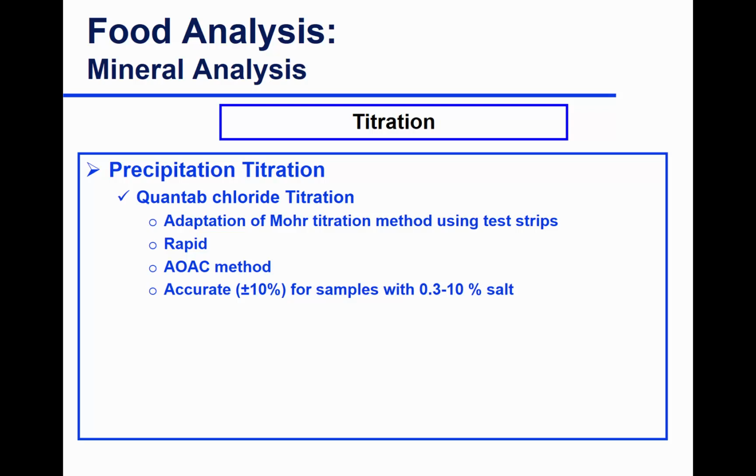So there are also test strips. We call them Quantab chloride titrators. They're based on the Mohr titration, so they're impregnated with silver and the indicator. And then the change in color is converted to the amount of salt. It's AOAC approved, it's rapid, and it's accurate within 0.3 to 10% salt. That's the working range for it. And the accuracy is plus or minus 10%.